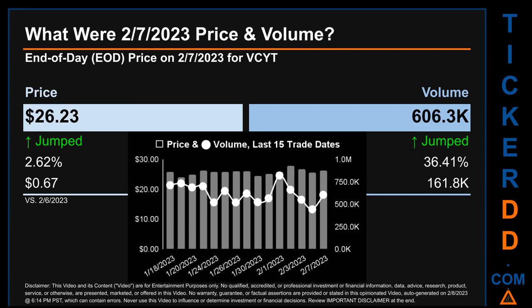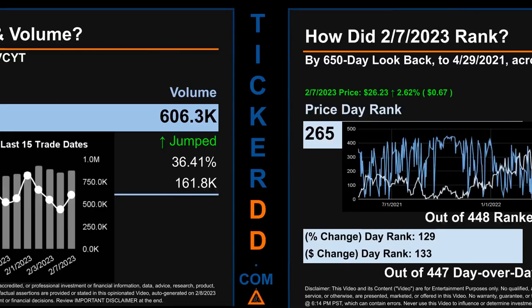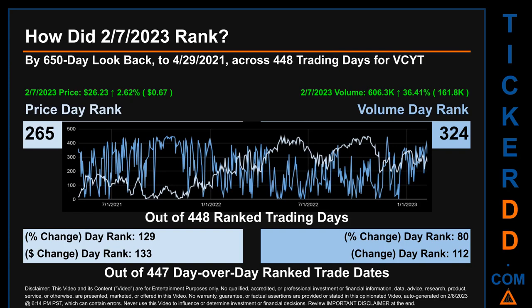Across a range of $3.95, the max and minimum end of day price were respectively 27.89 and 23.94. Volume saw a range of 377.4 thousand, from a day low of 444.4 thousand to a day high of 821.8 thousand.